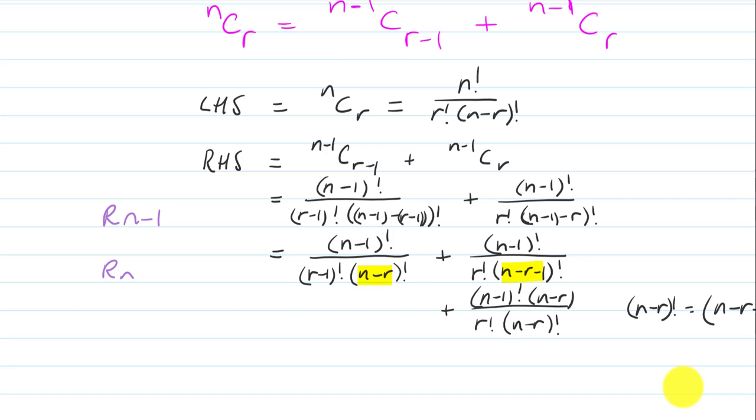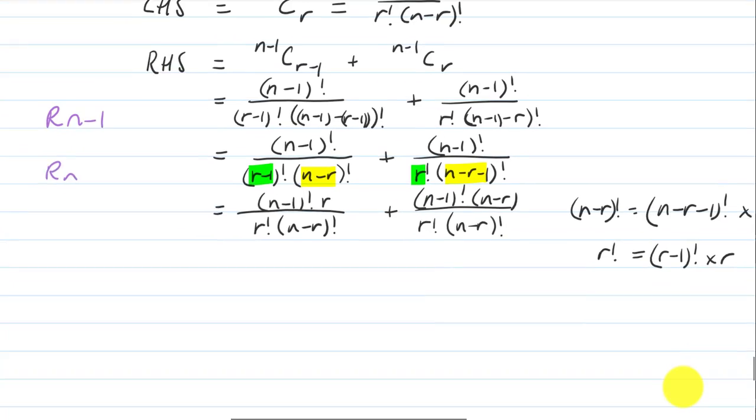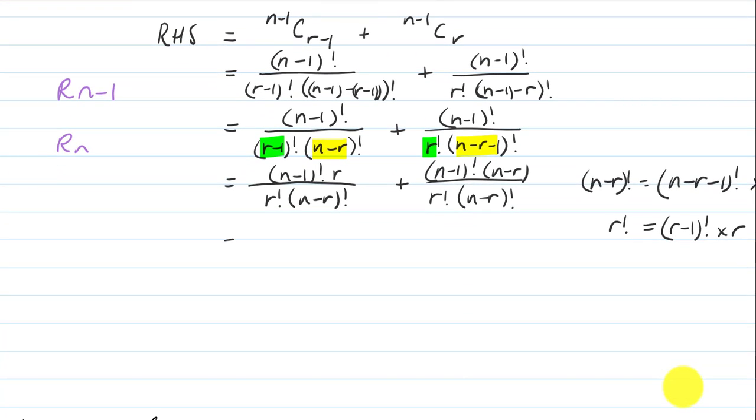Now the first fraction, I'm going to do the same thing, but this time with r minus 1. And r minus 1 is 1 less than r. So (r-1)! is a multiple of r less than r!. So I just need to multiply top and bottom by r. So I get (n-1)! over r!(n-r)!, but I have to multiply the top by r. Now I've got the same denominator, which is exciting. So I can bring it all into one fraction.